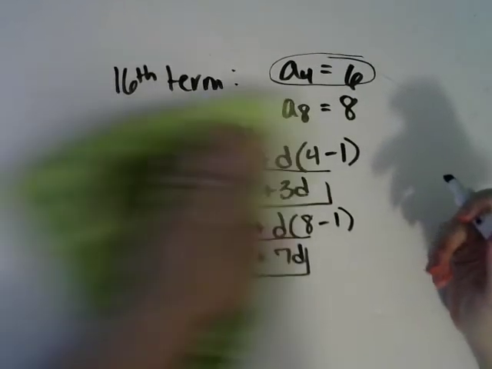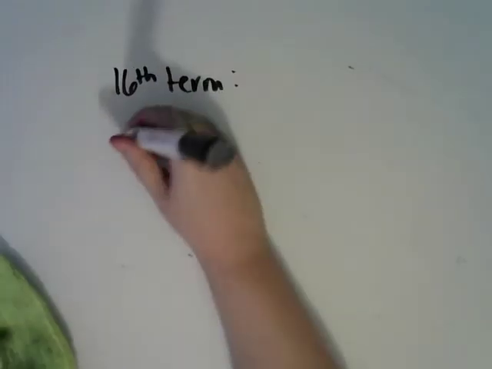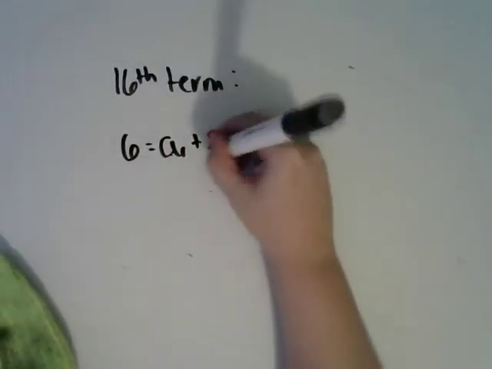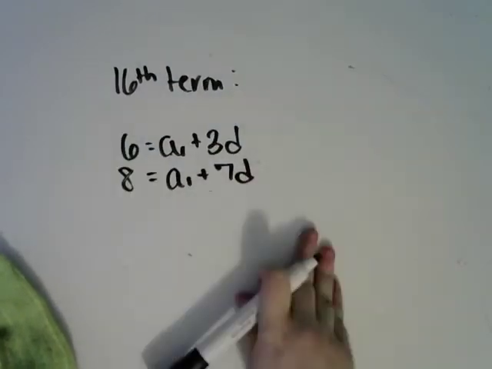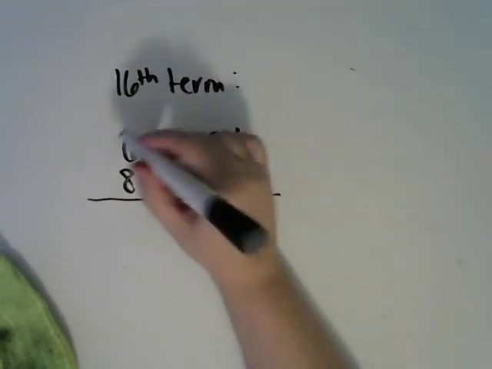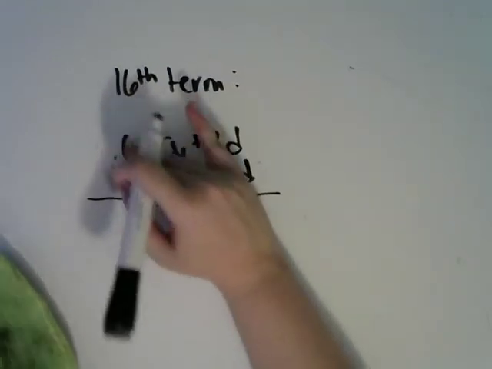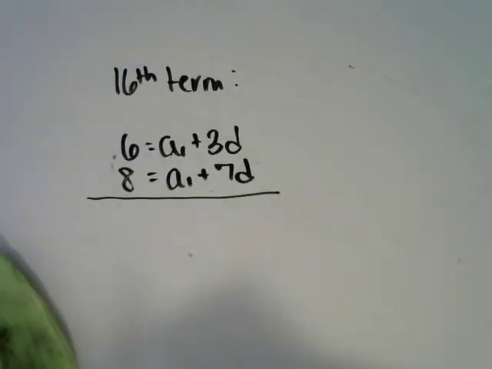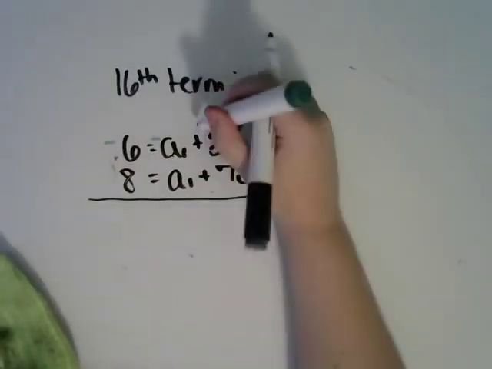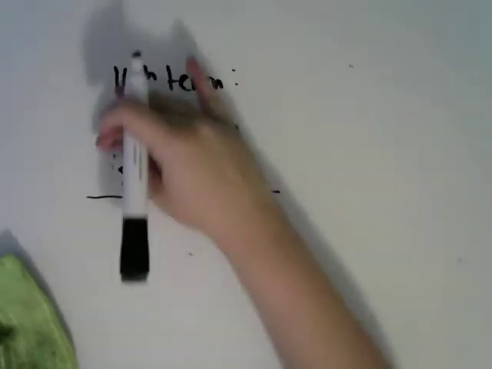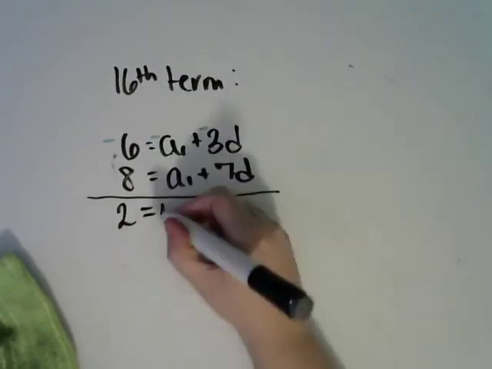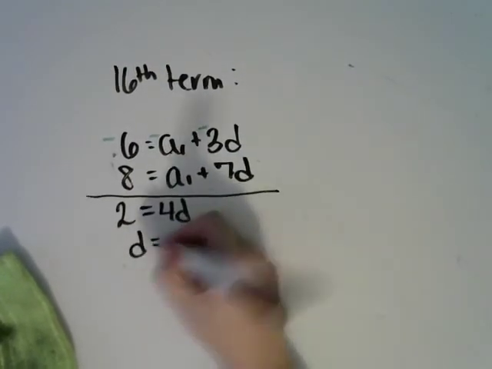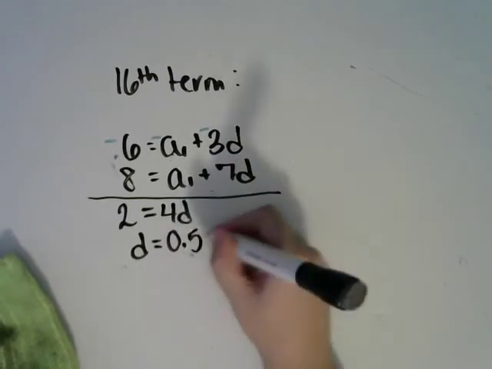So we have 6 equals A1 plus 3D, and 8 equals A1 plus 7D, and we can use the elimination method or the substitution method, although I think this one lends itself to the elimination method. In order to eliminate the A1s, I need to subtract one equation from the other, so I'm going to make the first equation negative, and I get 2 equals 4D, which means that D equals 1/2 or 0.5.